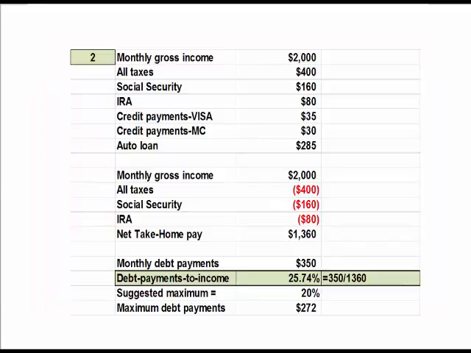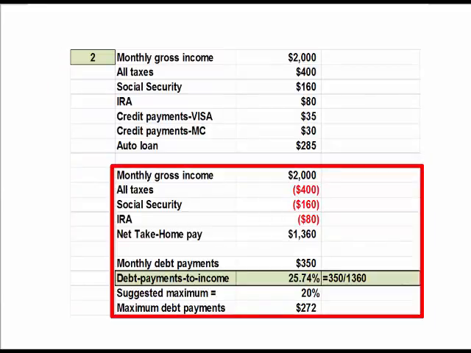Here's how it lays out. Her monthly gross income, all taxes subtracted, Social Security, IRA. Her net take-home pay is $1,360. Her monthly debt payments are $350. That includes the Visa, the MasterCard, and the auto loan.